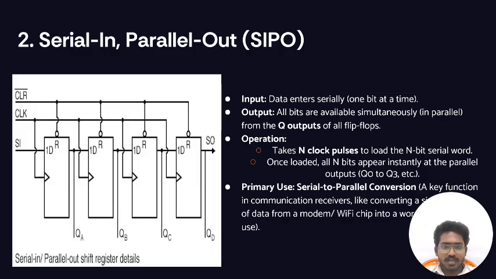This is essential because data transmitted over a single wire, like from a Wi-Fi chip or a modem, is in a slow sequential stream. The SIPO register converts this stream into a full byte or word that a high-speed CPU can process all at once. It is the standard component for receiving data.